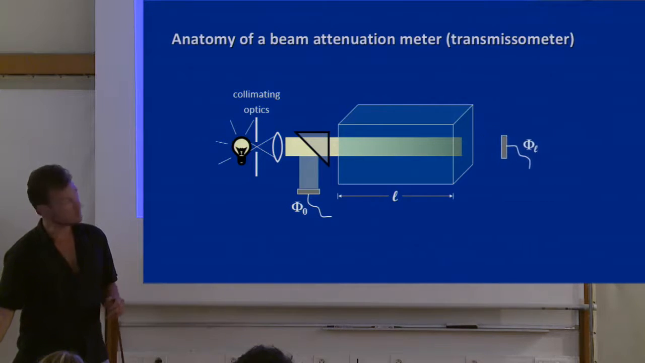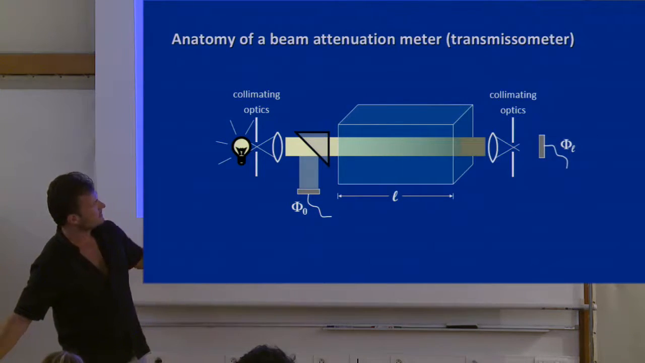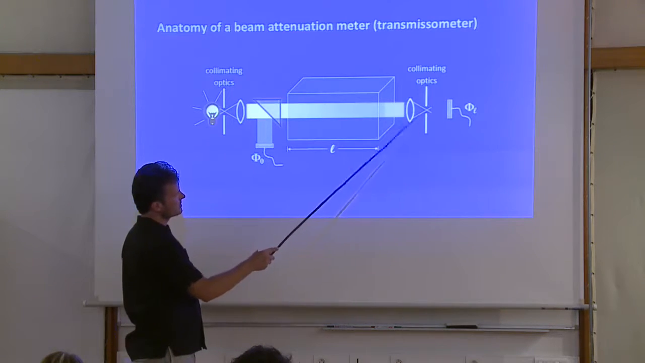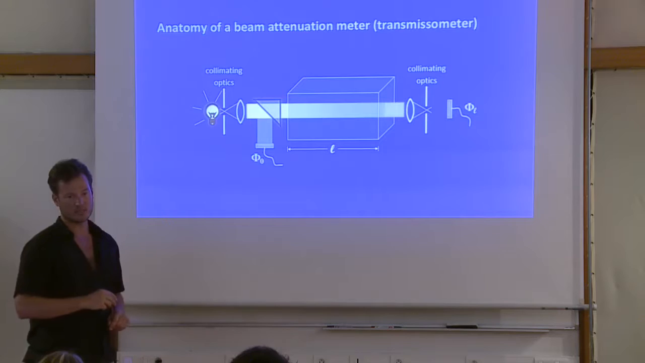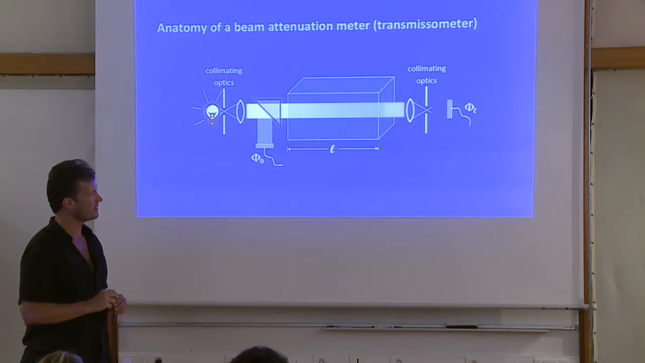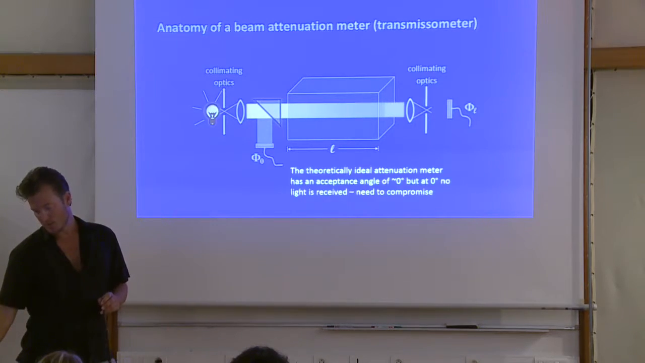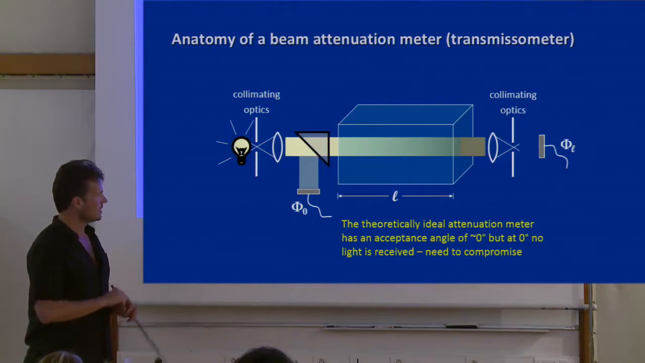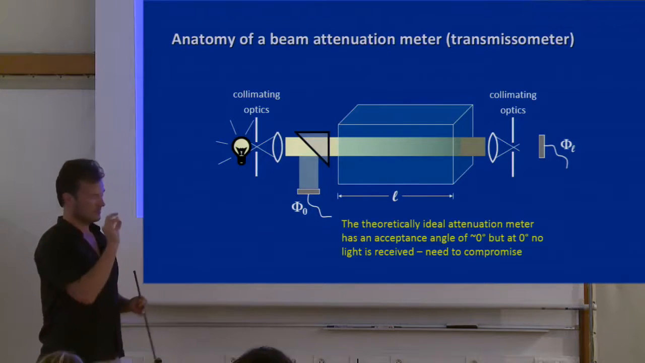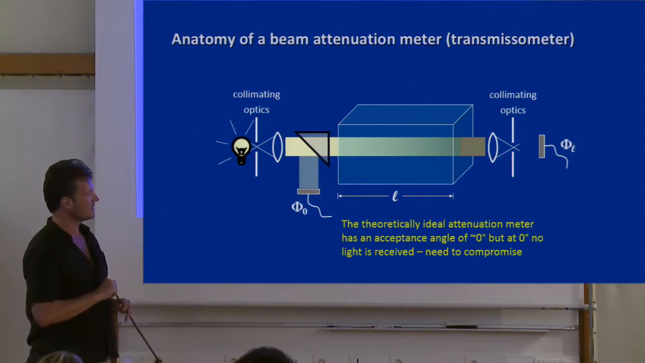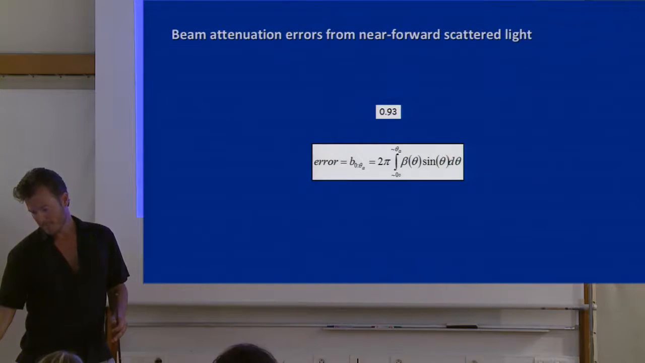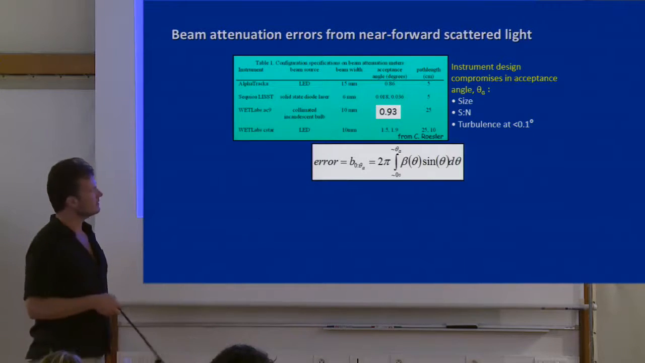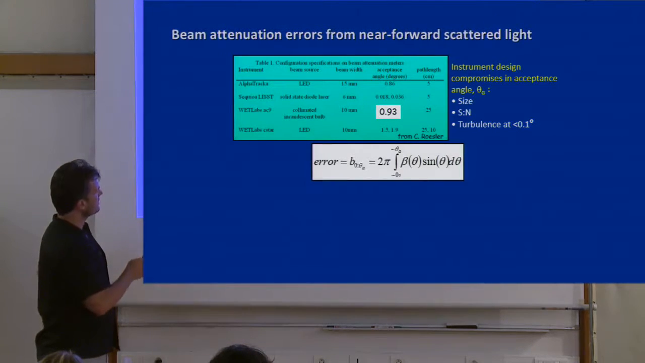So what you can do is move it back and then put collimating optics here. And this path length, or this focal length and the slit, determines what your acceptance angle is going to be. And you've got to dial that into a number that you think is appropriate for how the sensor is going to be applied. But the theoretically ideal sensor has an acceptance angle of zero, but then you're not measuring any light, so you need to compromise.